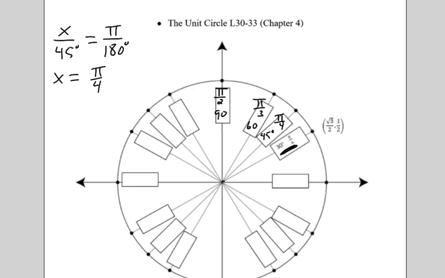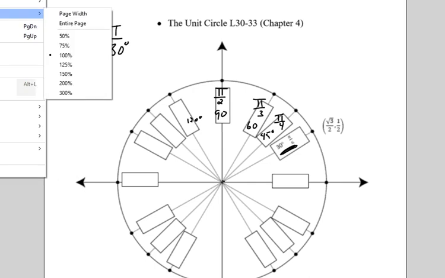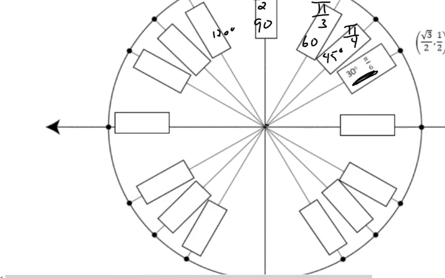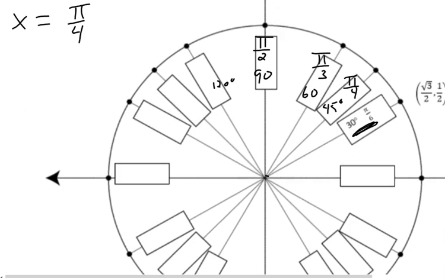And then, here, I'll go around my degrees first. So this would be 120 degrees. I'm going to zoom in a little bit. So zoom. 150. Okay, so 120 degrees, 135, 150, and then 180, obviously.